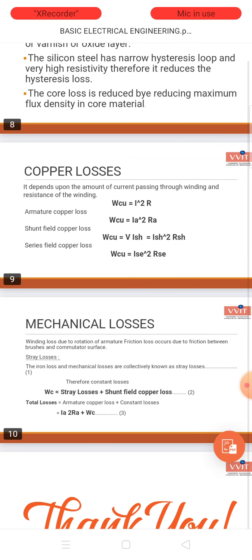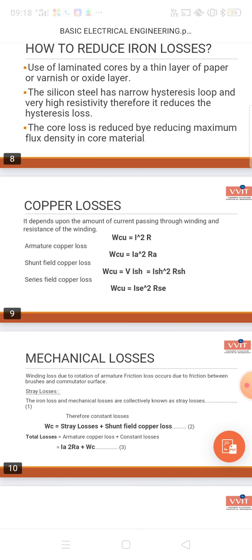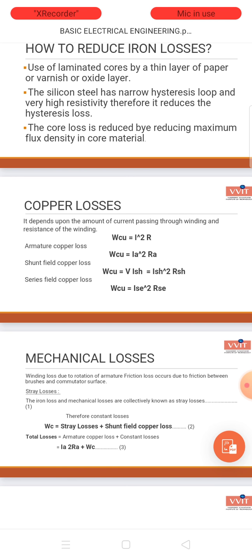Copper losses. It depends upon the amount of current passing through the winding and the resistance of the winding. Wcu is equal to I² R. Armature copper loss: W copper is equal to Ia² Ra. Shunt field copper loss: W copper is equal to V Ish is equal to Ish² Rsh. Series field copper loss: W copper is equal to Isg² Rsg.